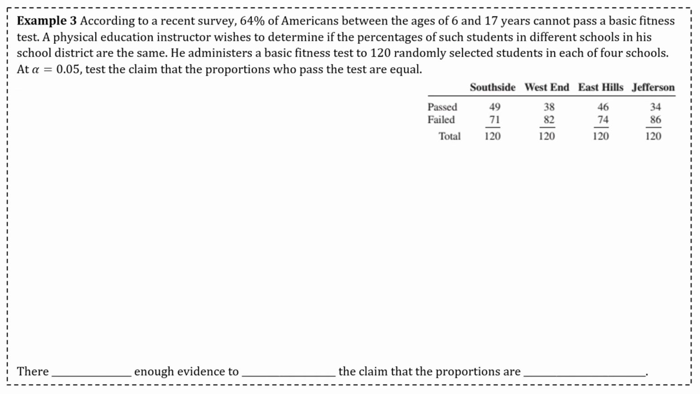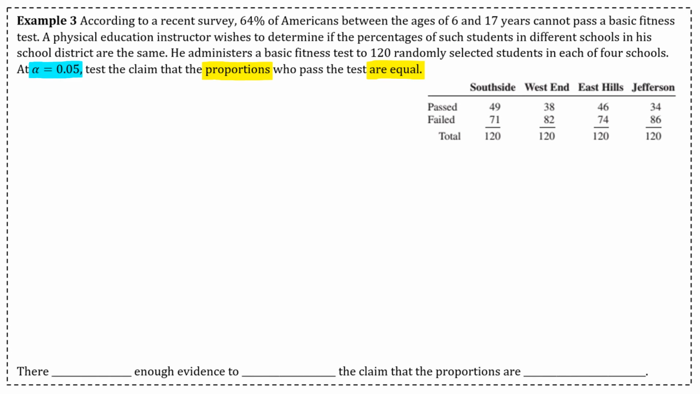So example 3 says that according to a recent survey, 64% of Americans between the ages of 6 and 17 years cannot pass a basic fitness test. A physical education instructor wishes to determine if the percentages of such students in different schools in his school district are the same. So he administers a basic fitness test to 120 randomly selected students in each of the 4 schools. Alpha is 0.05. Test the claim that the proportions who pass the test are equal.